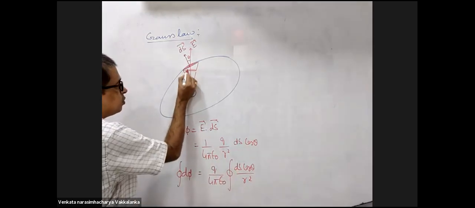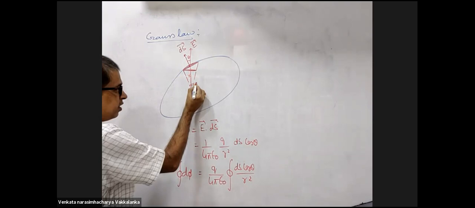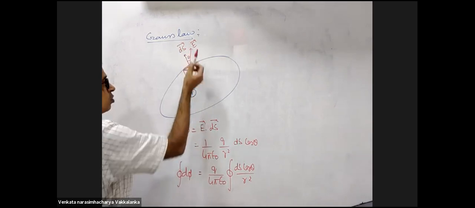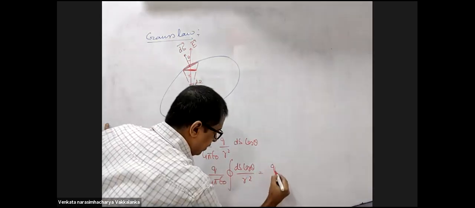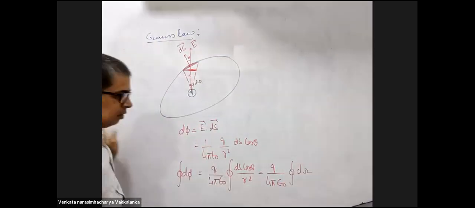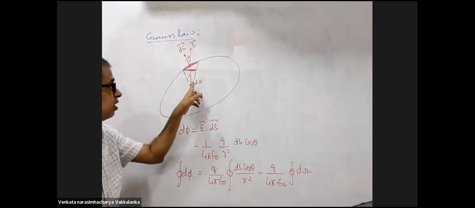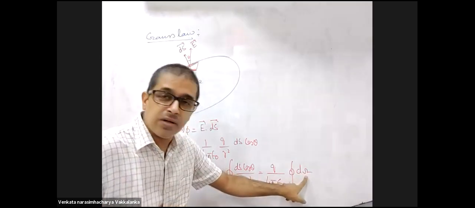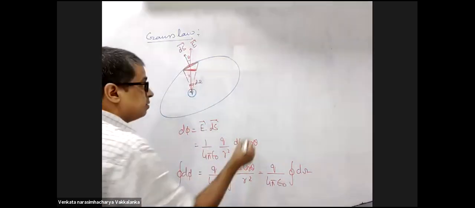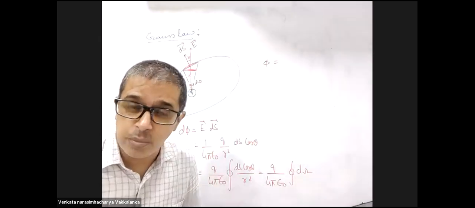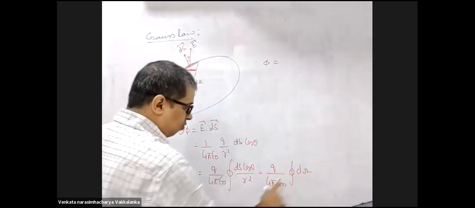Can you recognize ds cos theta by r square as d omega, the solid angle subtended here? Yes, sir. ds cos theta divided by r square will be the solid angle subtended here. For a closed surface, integral d omega will be how much? 4 pi.